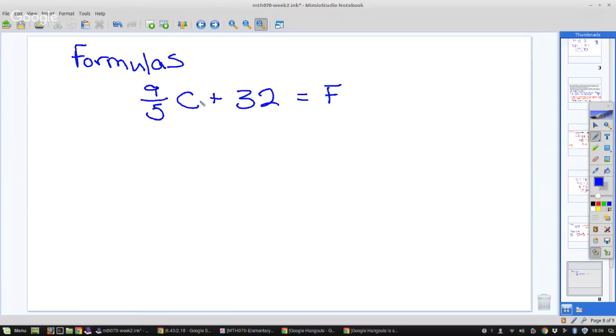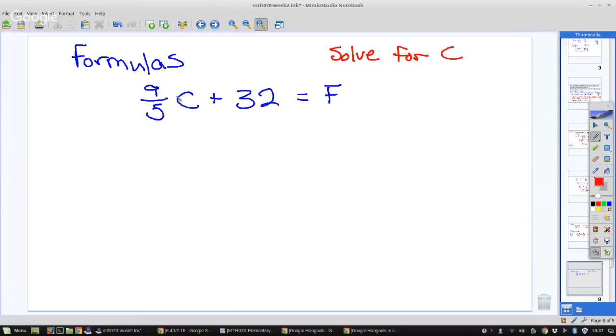So what I want to do is get the C by itself. I want to know Celsius instead of Fahrenheit. So we're just going to leave that F there and proceed like we did before. The goal in this particular situation for this formula is to solve for C.